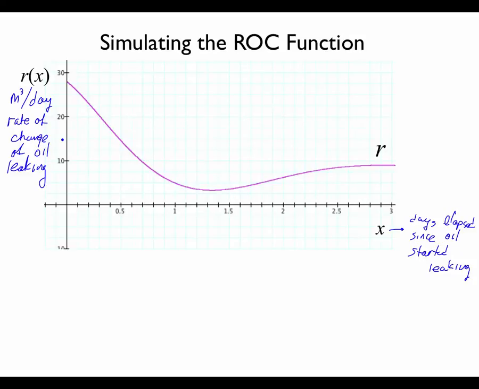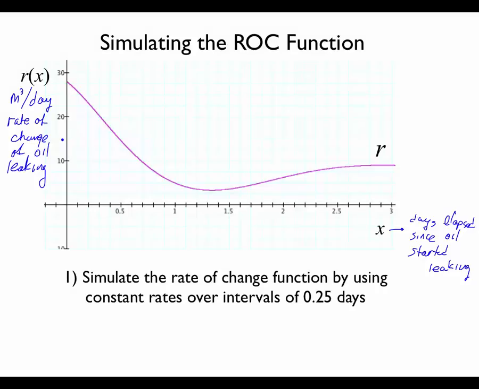So we know if we want to build an accumulation function, we have to use constant rates to do that. So we want to simulate this rate of change function. We want to simulate the rate of change by using constant rates over intervals of 0.25 days. Why 0.25 days? Because I said so, okay? We could use 0.4, we could use 0.6, we could use 0.1. That's what I decided.